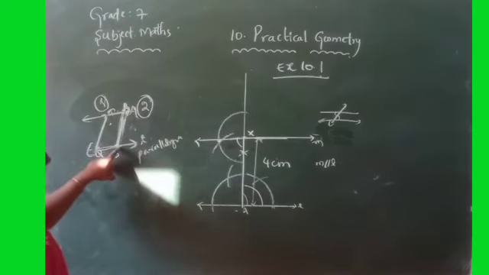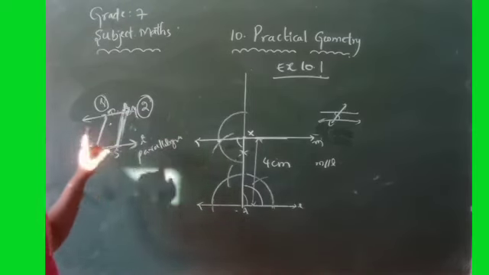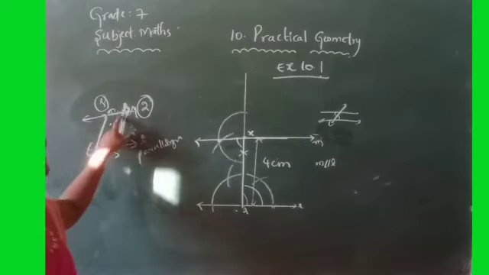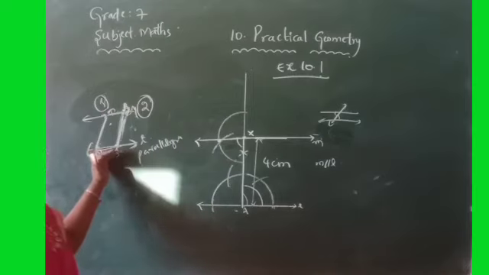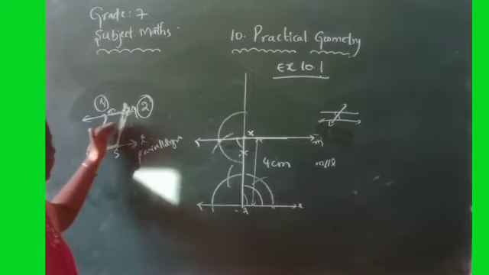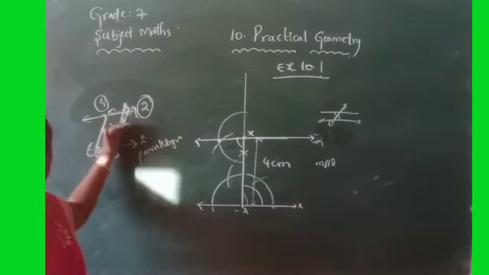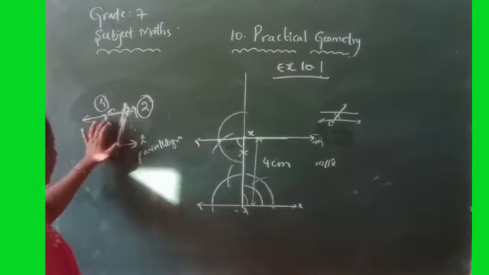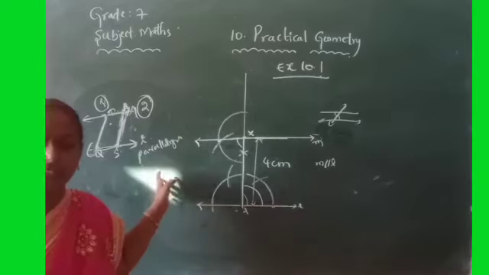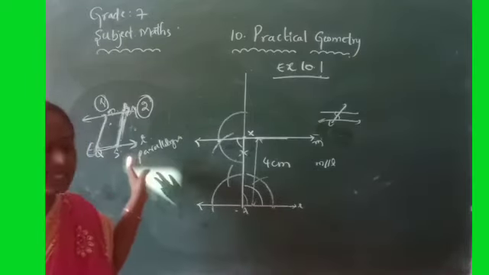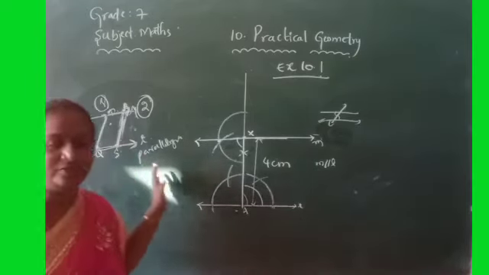Next, choose any other point R on M. Through R, draw a line parallel to PQ, meeting L at S. So PQ is parallel to RS. After constructing this, you will get one shape. What is that? Parallelogram shape. So we will get the parallelogram shape. This construction you have to do yourself.